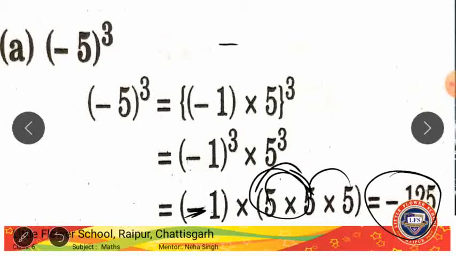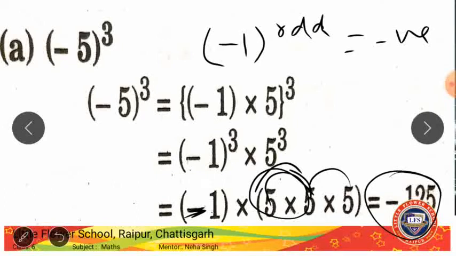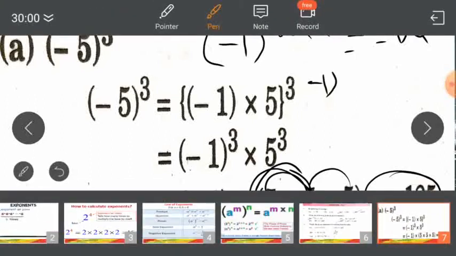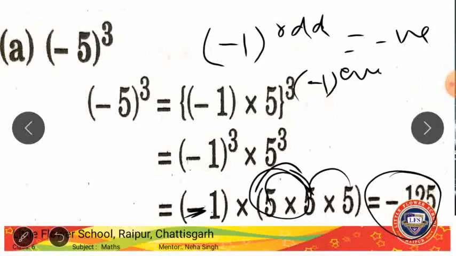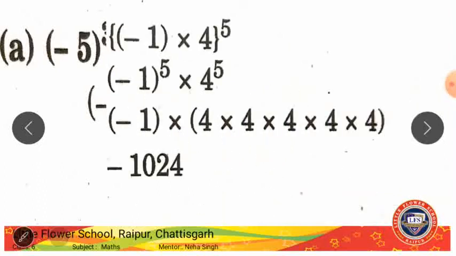See, whenever minus 1 has an odd power, the answer will be negative. We just now saw here, it was cube power, and the answer was negative. And whenever minus 1 has an even power, the answer will be positive, or plus 1. And here it will be minus 1. Okay. Moving on to the next question.